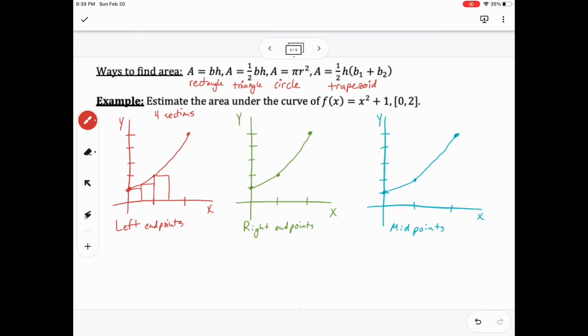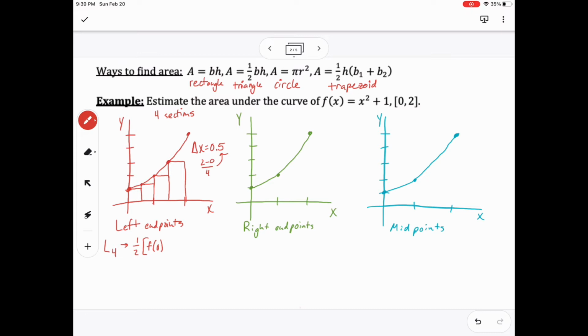Now what I mean by those is, a left endpoint is, notice how I drew those rectangles, the point at which they touch the curve. It's on the left side of the rectangle, okay? And so right endpoints would be on the right side of the rectangle, and midpoints would be in the middle.